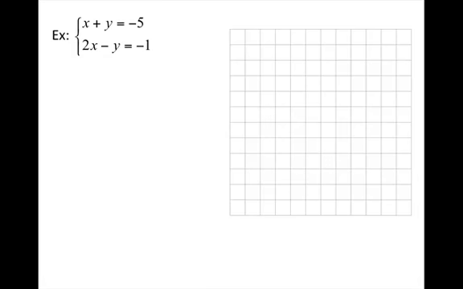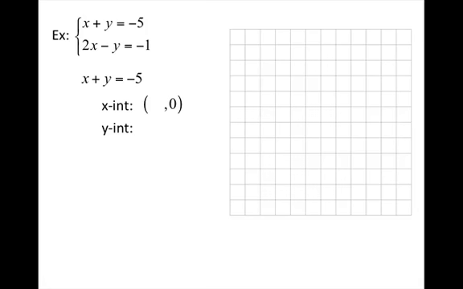So let's look at another example. Suppose I have the system x plus y equals negative 5 and 2x minus y equals negative 1. So I want to graph each line. And the easiest way is going to be to use the intercepts.